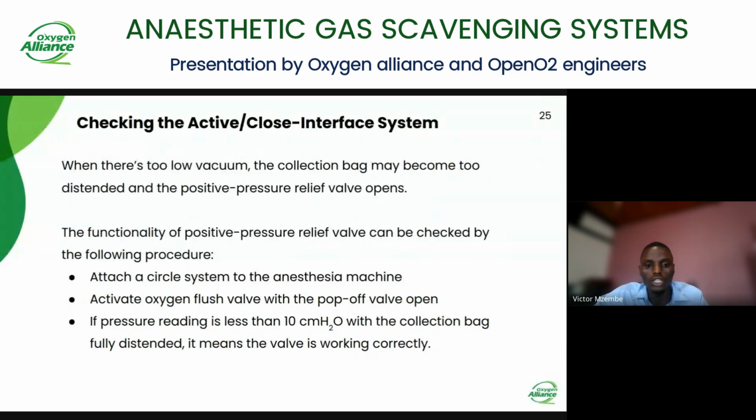Firstly, you attach a circle breathing system to the anesthesia machine. Then you activate the oxygen flush valve, because each system has an oxygen flush valve, while keeping the pop-off valve or the APL valve open. And then you observe the pressure reading on the manometer of the machine. If the pressure reading is less than 10 centimeters of water with the collection bag fully distended, it means that the valve is working correctly. Otherwise, if you get a result greater than 10 centimeters of water, it means that the valve has a problem.